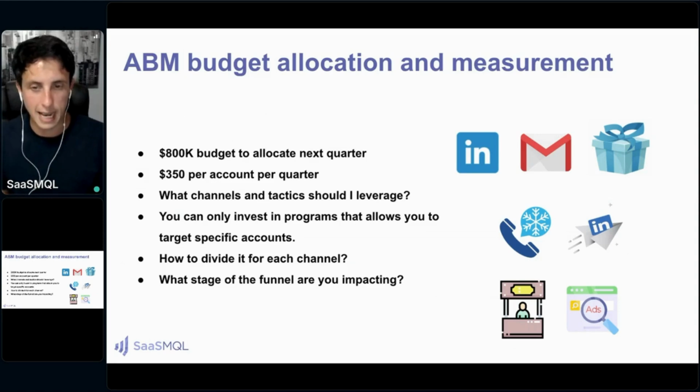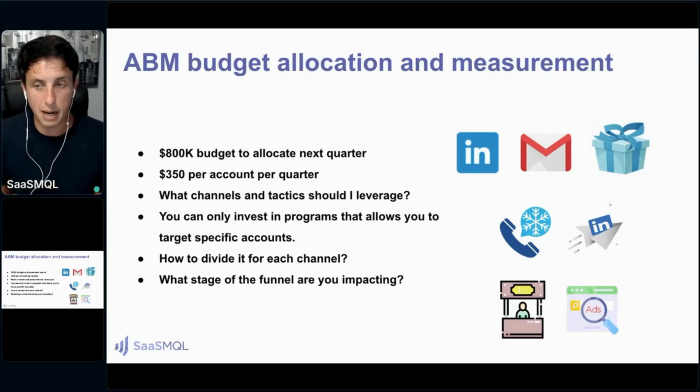But you get the idea. So it's just trying to get an average, but to have some rationality to split this budget across these channels. Which one of these should you leverage? It really depends what type of accounts, what industry, what you're trying to do. And you divide it for each channel.